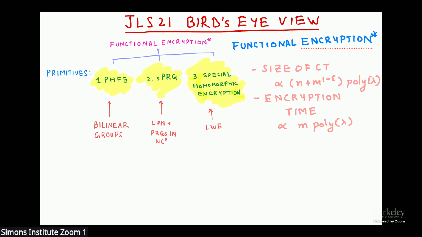The size of the ciphertext that I'll be interested in will be sublinear in the output length or the circuit size that I'm interested in computing. The downside is that the encryption time will not be. Encryption time will still be linear in the size of the circuit.